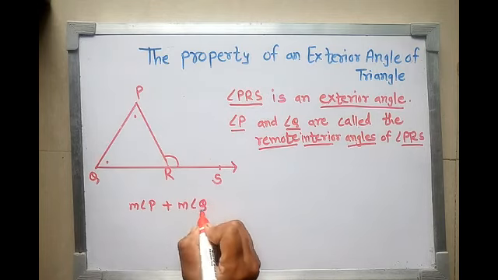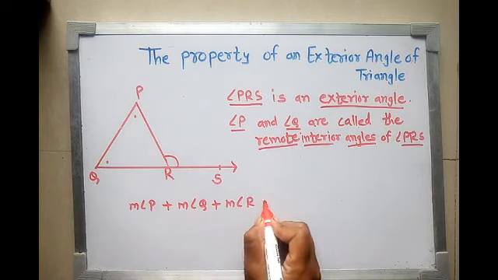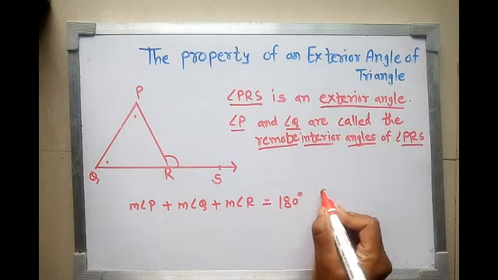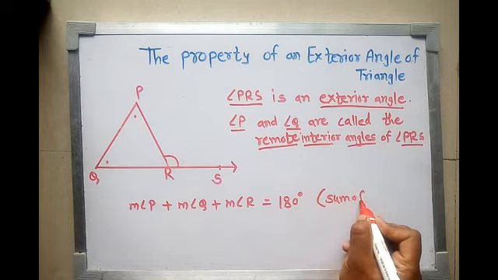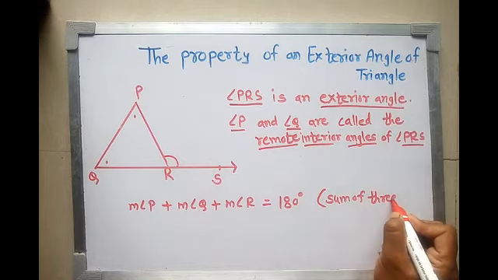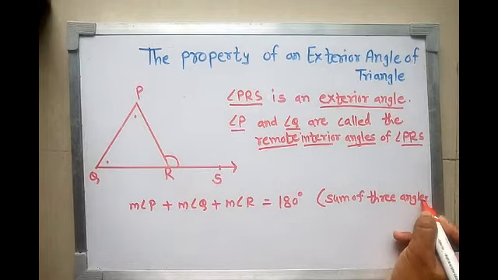Measure of angle P plus measure of angle Q plus measure of angle R is equal to 180 degrees. The sum of the three angles of a triangle.